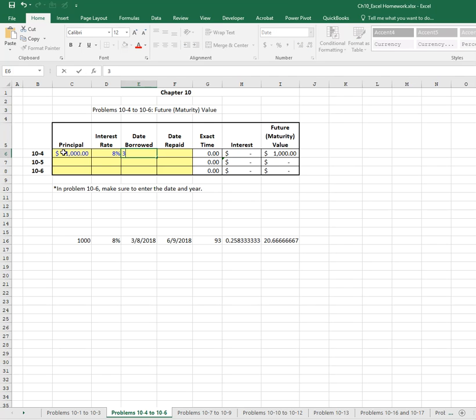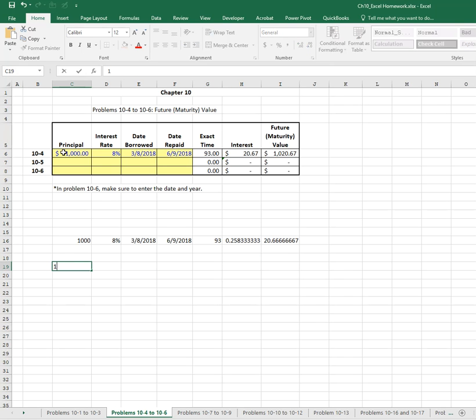We borrowed it on 3/8 and we repaid it on 6/9. 93 days. The interest was calculated for us at $20.67, and then our future value at maturity is the principal plus the interest, so $1,020.67. Okay, hope this helps. Oh yeah, let's do number 6 too. And we can do number 6 down on our scratch pad too.